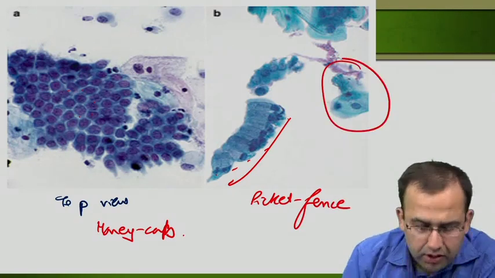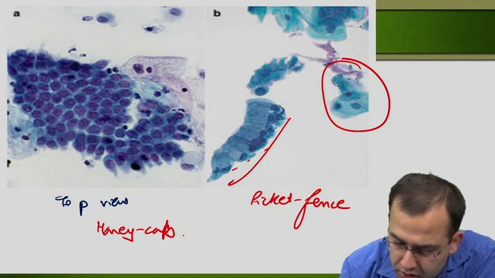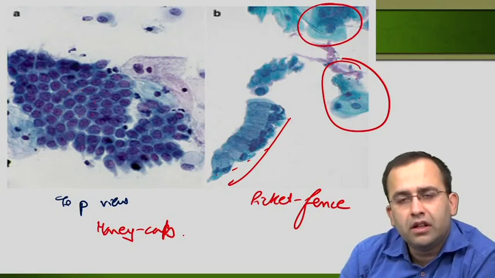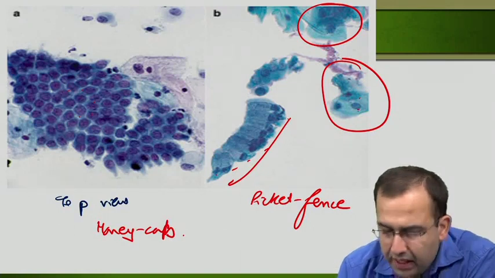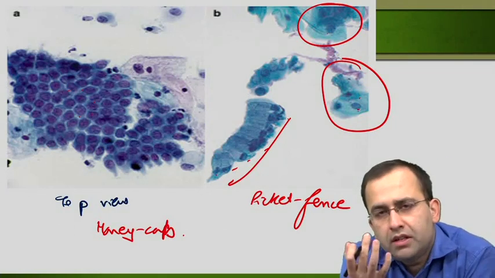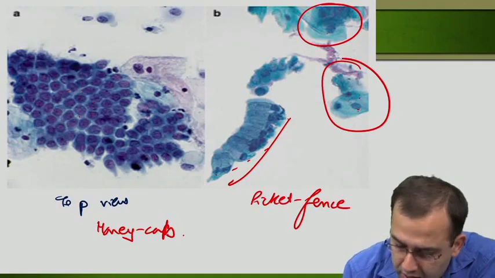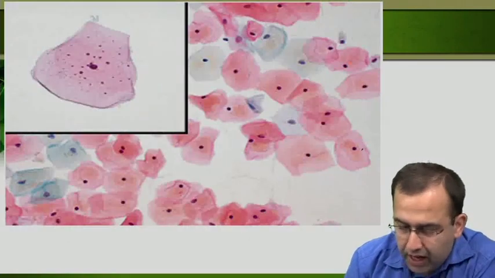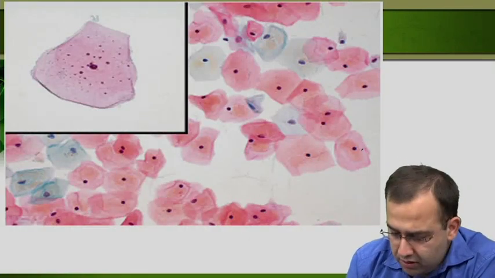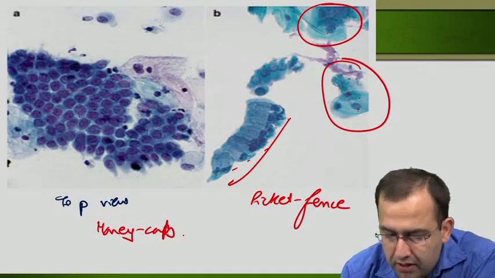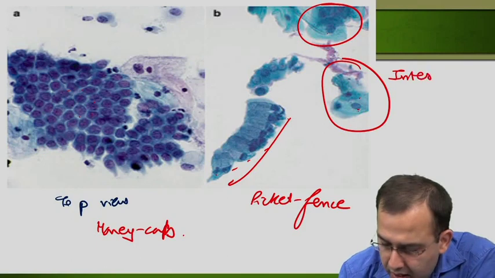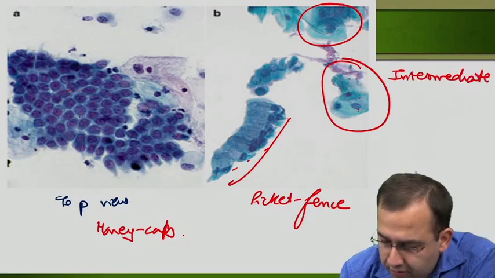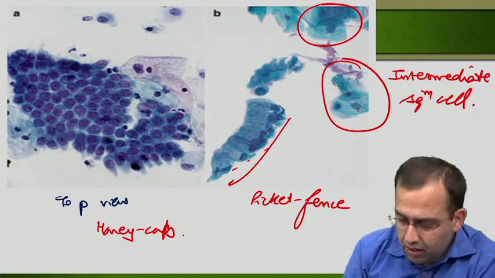Now look at these two cells. These are the squamous cells. All the encircled ones are the squamous cells, in which the nucleus has slightly enlarged and the cytoplasm is slightly less. As compared to a superficial squamous cell, in this the nucleus is slightly large, cytoplasm is less. That is, this is an intermediate squamous cell.